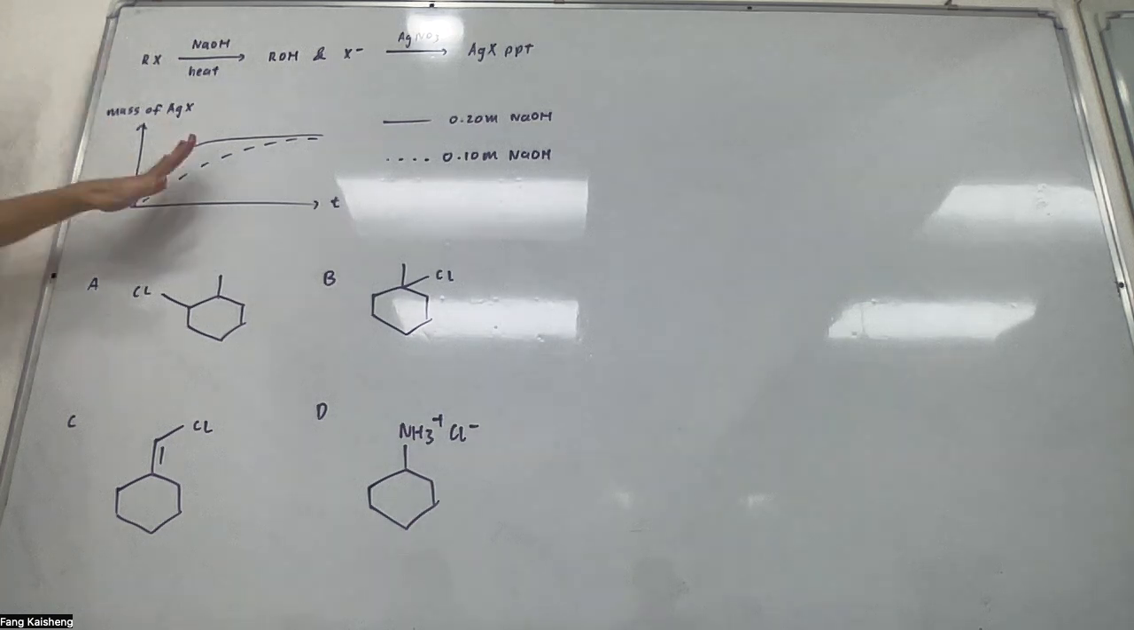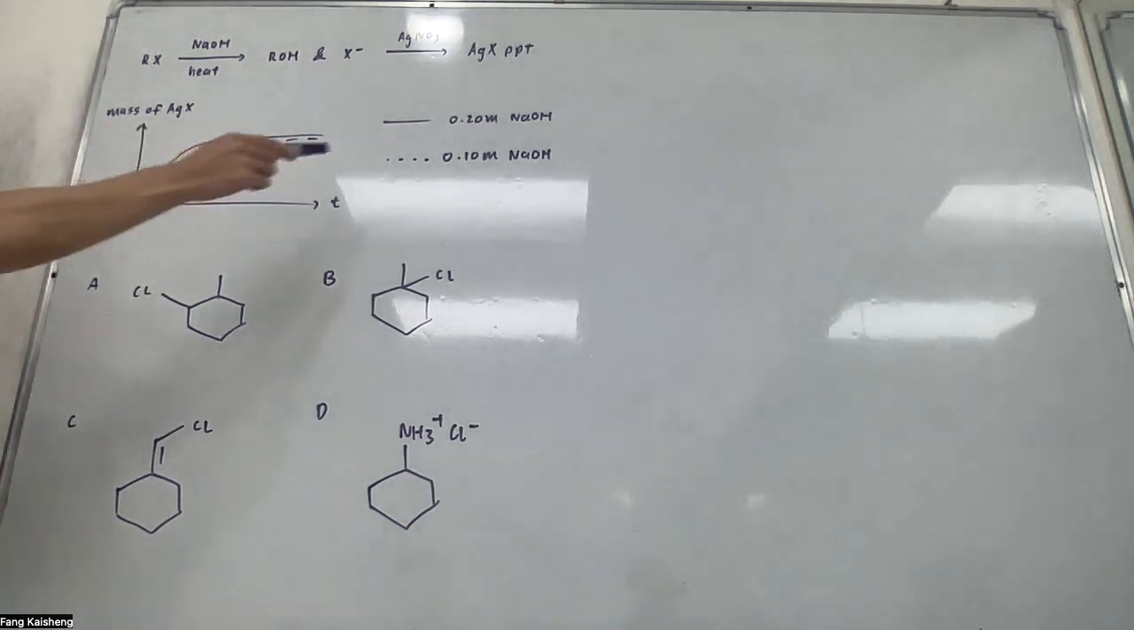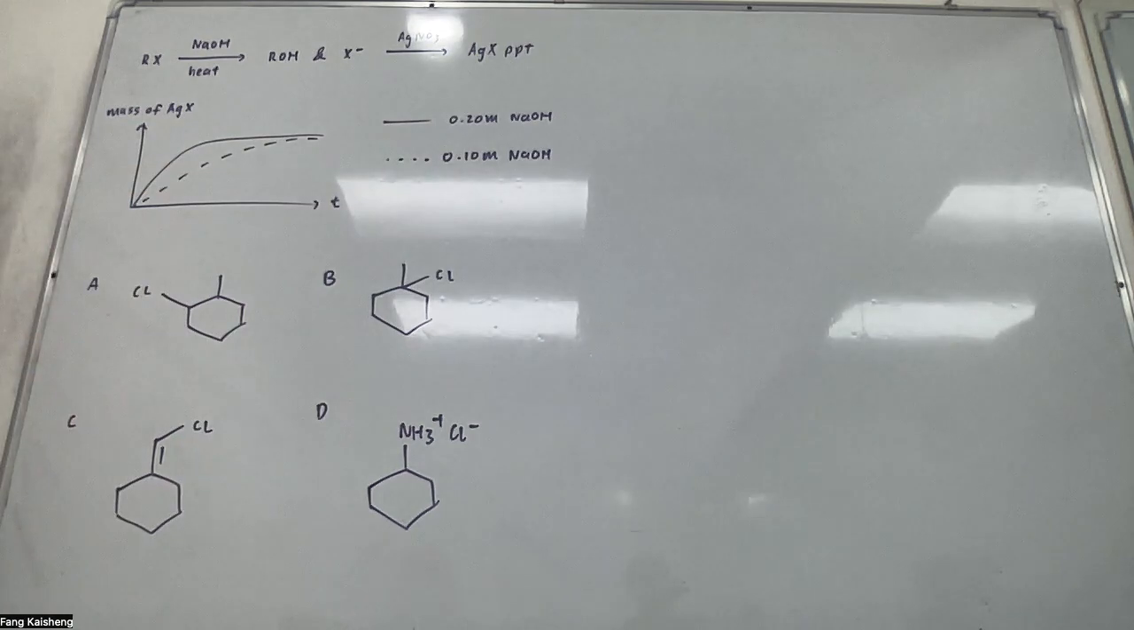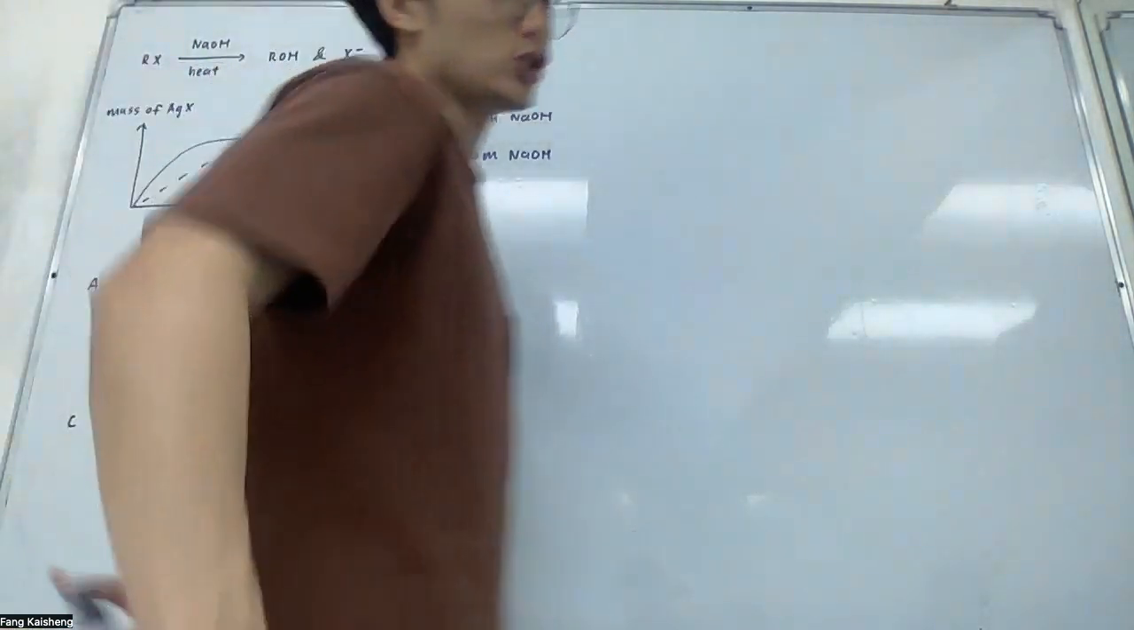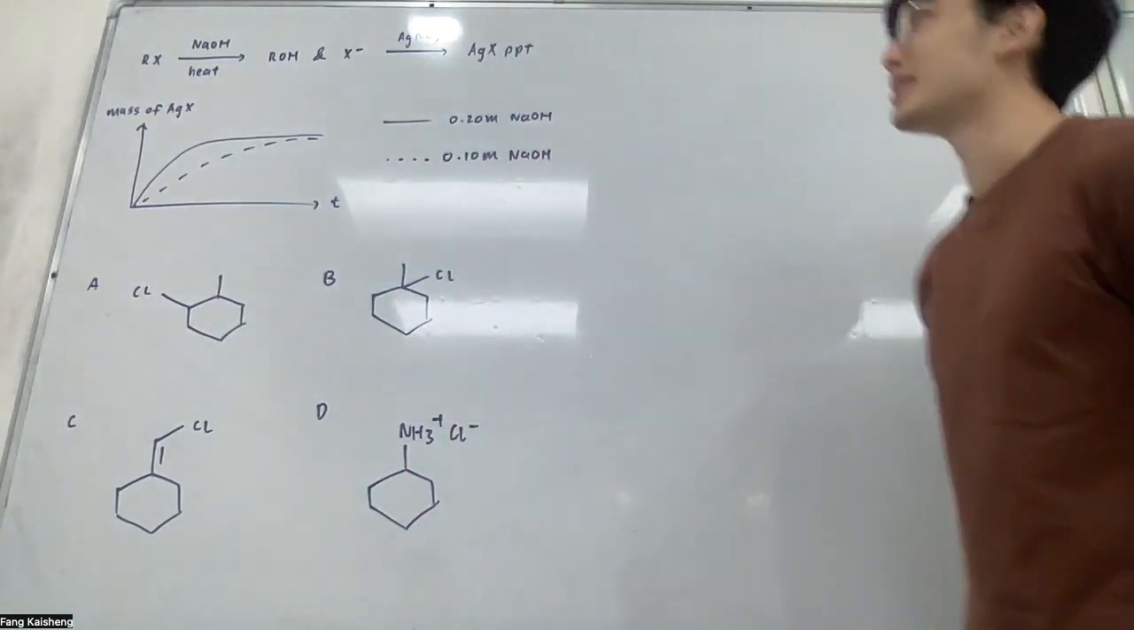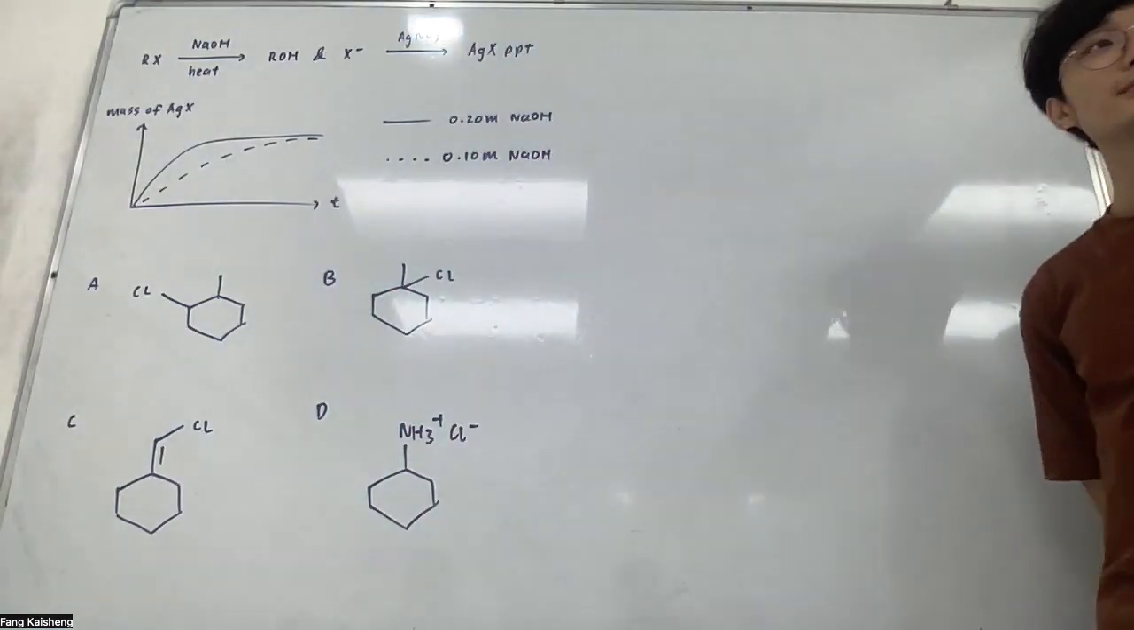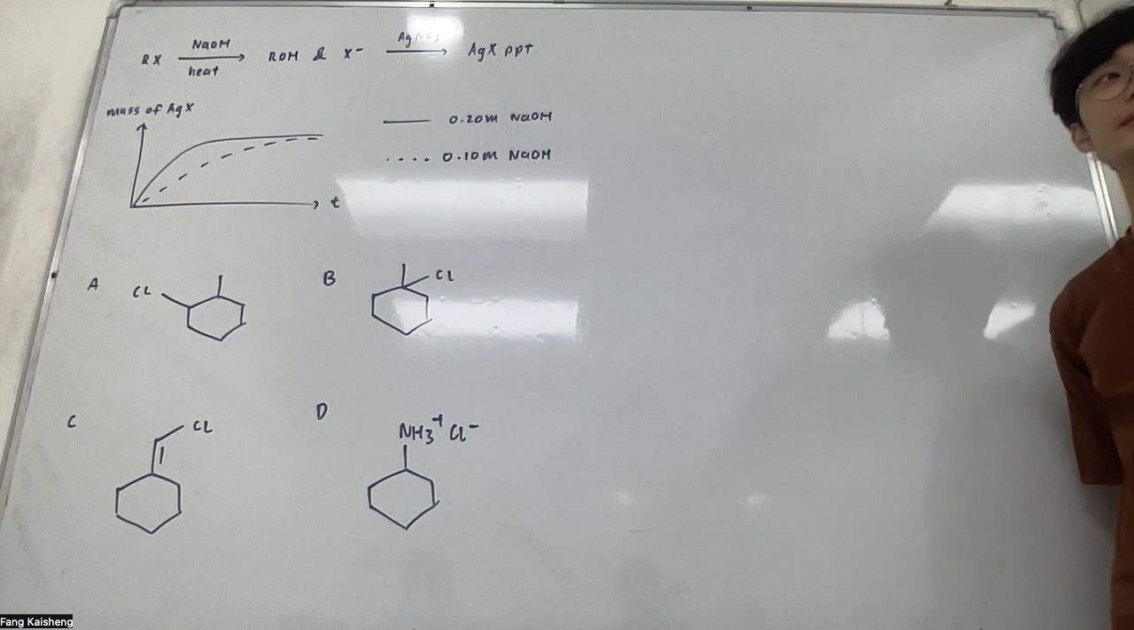Okay, so this AgX precipitate comes about, and there are actually two different graphs based on the concentration of NaOH added. Now, guys, I want you to analyze this graph over here. What's the significance? How come there are two different graphs? And what do the graphs even mean? The solid line versus the dotted line. What is the difference between these two graphs? Can someone just tell me that? Look at the shape of the two graphs. Just tell me what's the difference. What do you notice?